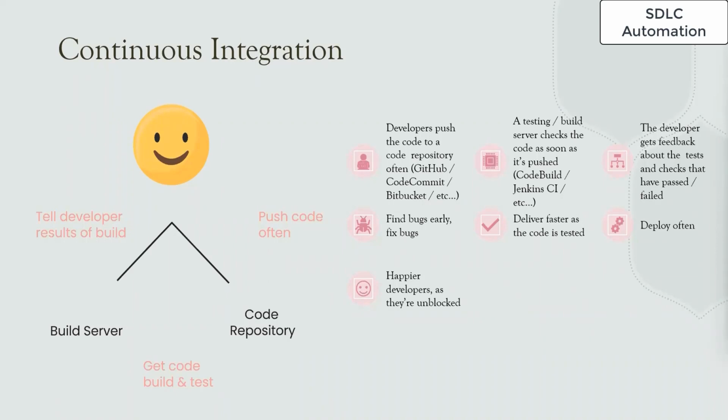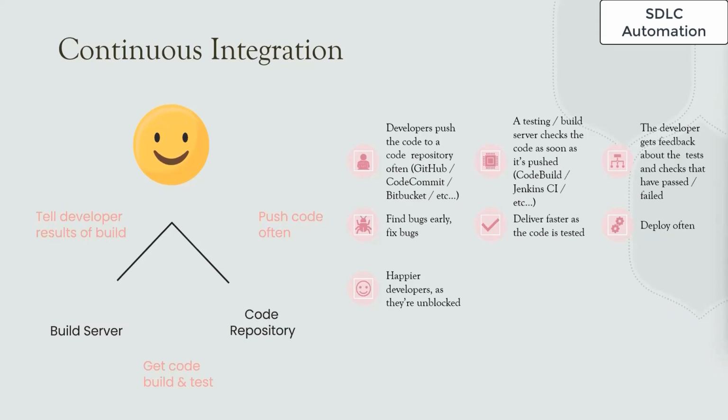Now we'll have a build or a test server, which checks as soon as my code is sent. In order to do that code check, we can have CodeBuild, or we can have an integration tool such as Jenkins, continuous integration, and so on. As a result of the build, the developer gets feedback about the tests that it has run, and whether the tests have succeeded or failed.